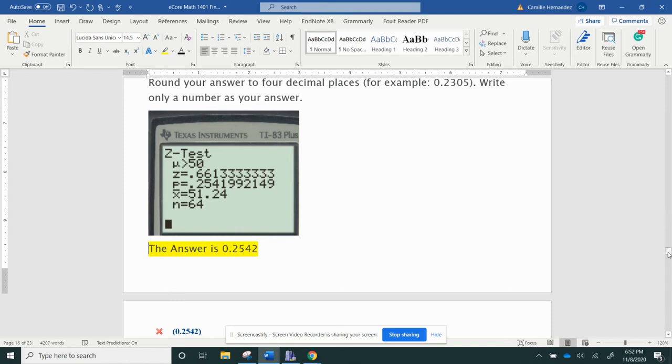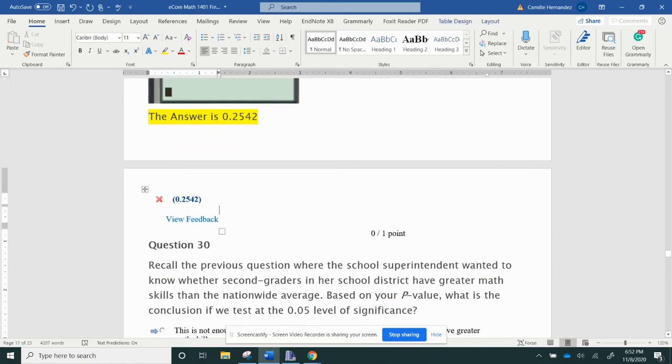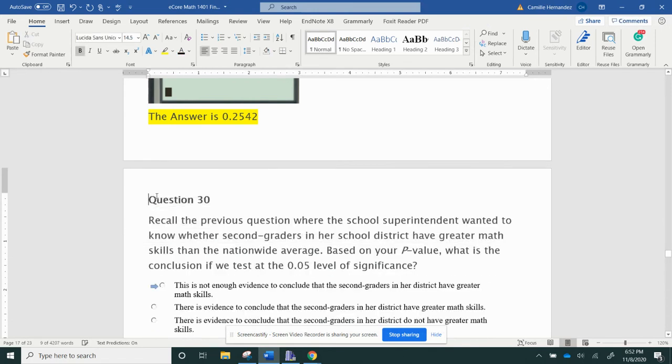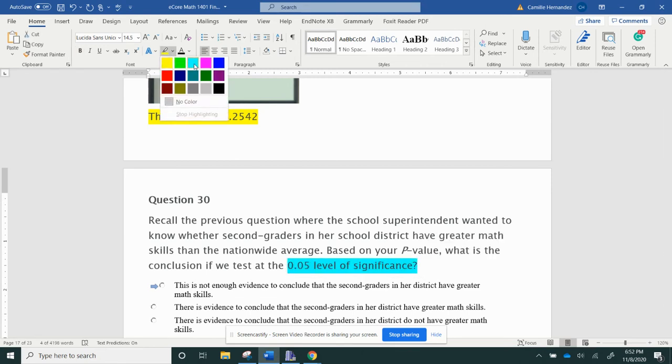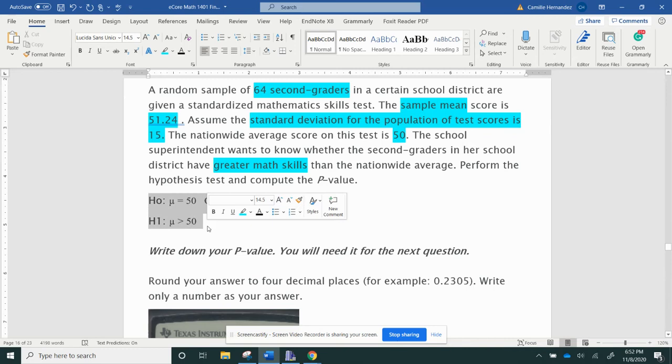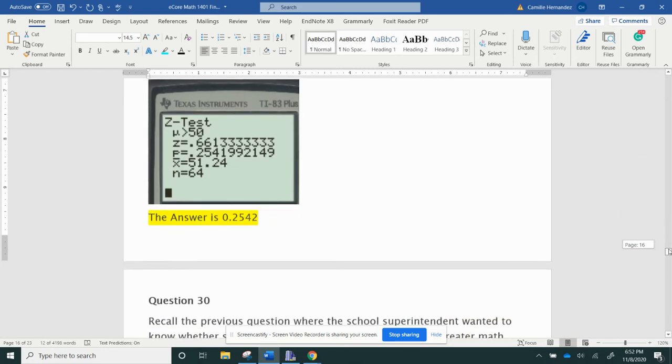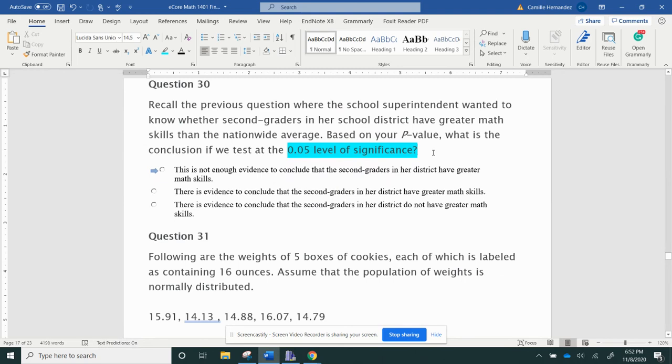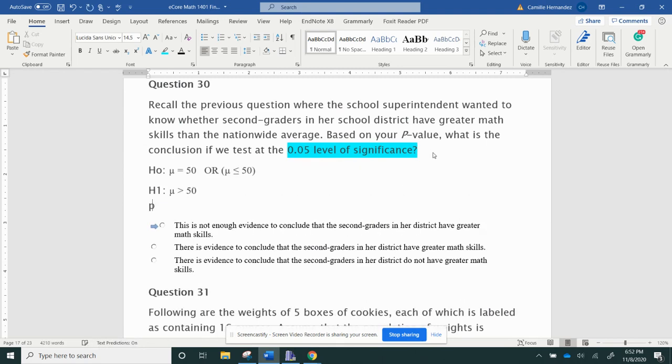Okay. But the next part of this says, recall the previous question where the school superintendent wanted to know whether second graders in her school have greater math scores. All right. So we're going to use the level of significance at 0.05. I'm going to do what I kind of did before. I'm going to copy this again. So you don't have to do this much work, but I'm just doing it because I want to make sure you understand.